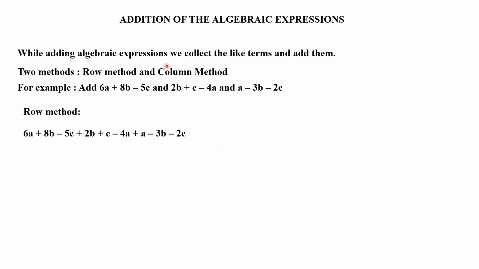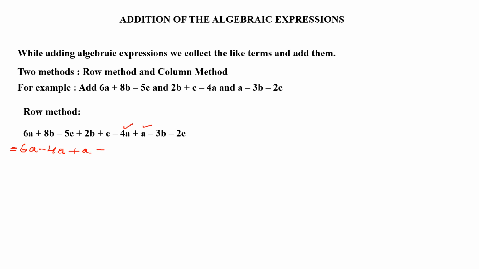Now as per the rule, what we have to do, we have to collect the like terms and then we have to add. So let's collect the like terms. So my first term is 6a. So now I have to see in the complete expression where is other term which is also having a as a variable. So I can see here minus 4a and plus a. So I'm going to group it together. So minus 4a plus a.